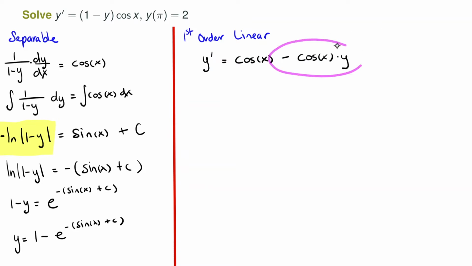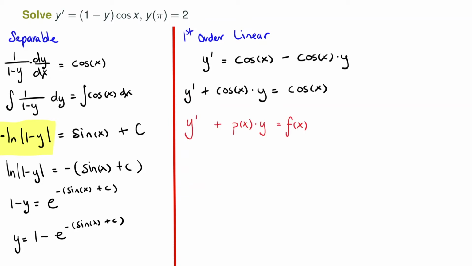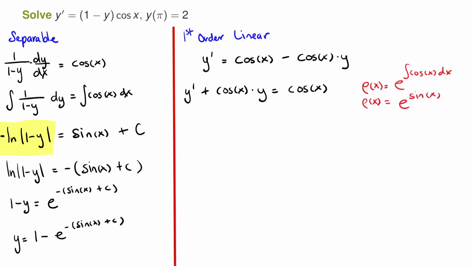And we'll want to bring this term over to the left side by adding it to both sides. And we get y prime plus cosine of x times y equals cosine of x. And then checking our notes, we see this is exactly in the proper format for a first order linear equation. So our term that will go in our integrating factor is this cosine of x being multiplied by the y. And we'll multiply both sides of the equation by our integrating factor.